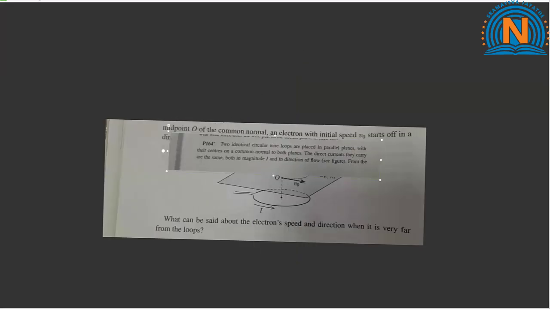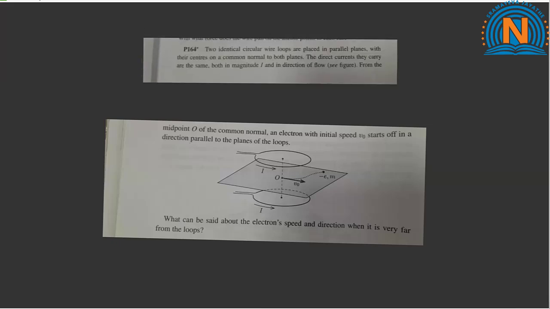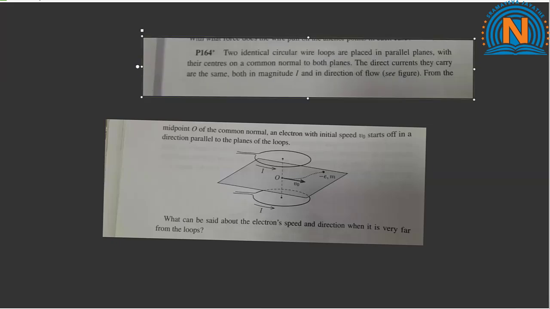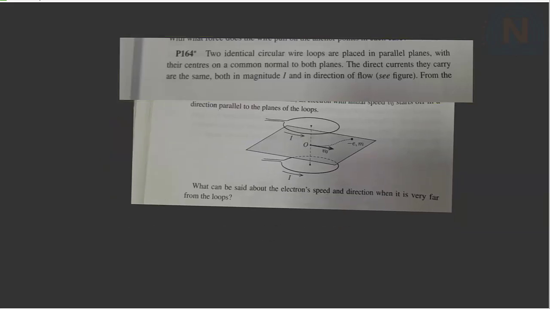In this problem, there are two identical circular wire loops which are placed in parallel planes. So these are two current carrying rings which are placed in parallel planes. So maybe, let's say in the XZ plane.